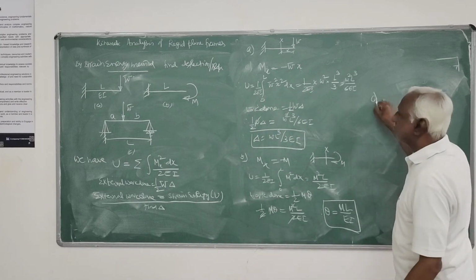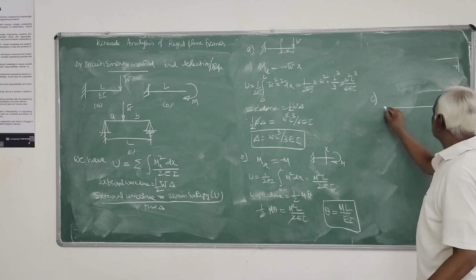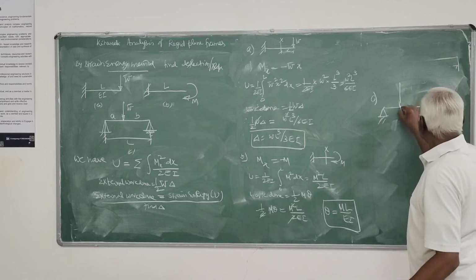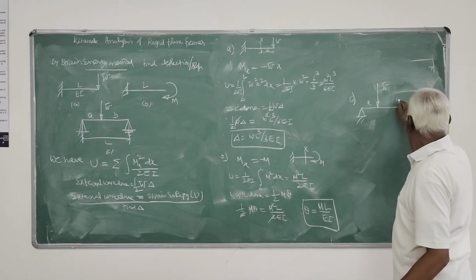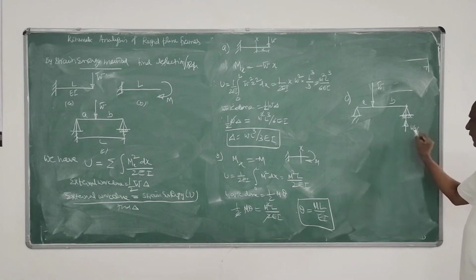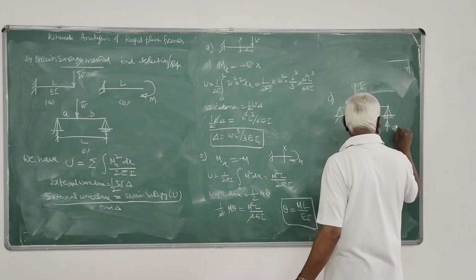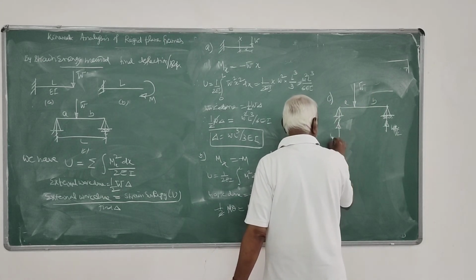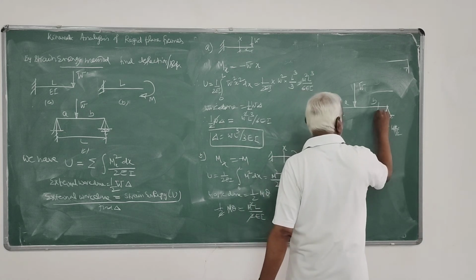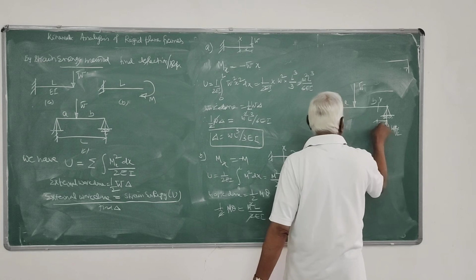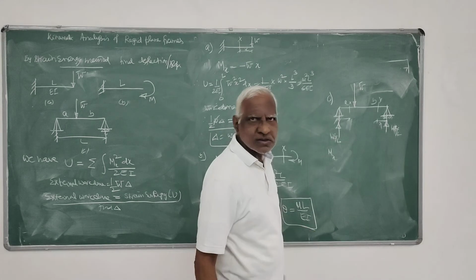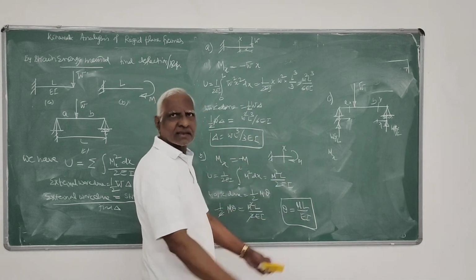The last example: a simply supported beam with load W at a distance A from one end and B from the other. The reactions you can find out: W B by L and W A by L. Okay? So for Mx, you have to take one section here and another section here, from x equals 0 to A and x equals 0 to B. It covers that complete beam.